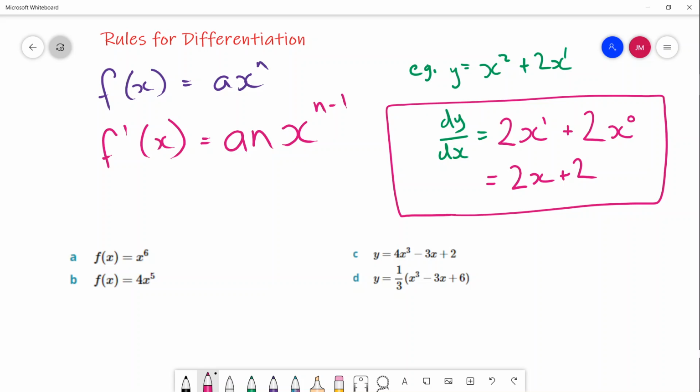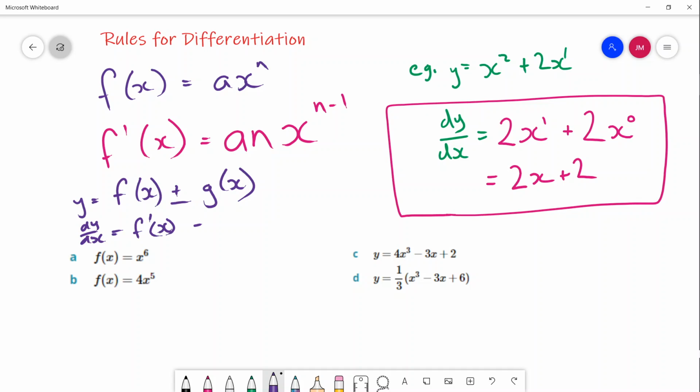Now, a couple other rules you might see. If we have the differentiation of two separate things, so y equals, let's say, f of x plus or minus g of x, so we've got two separate terms, then dy dx, we just differentiate each of those individually, and the plus or minus stays the same. That's what we did in this example here. We had x squared and 2x, and we just differentiated them using that shortcut one at a time, and the plus stayed the same. Okay, that's a nice, quick and easy way of doing it.